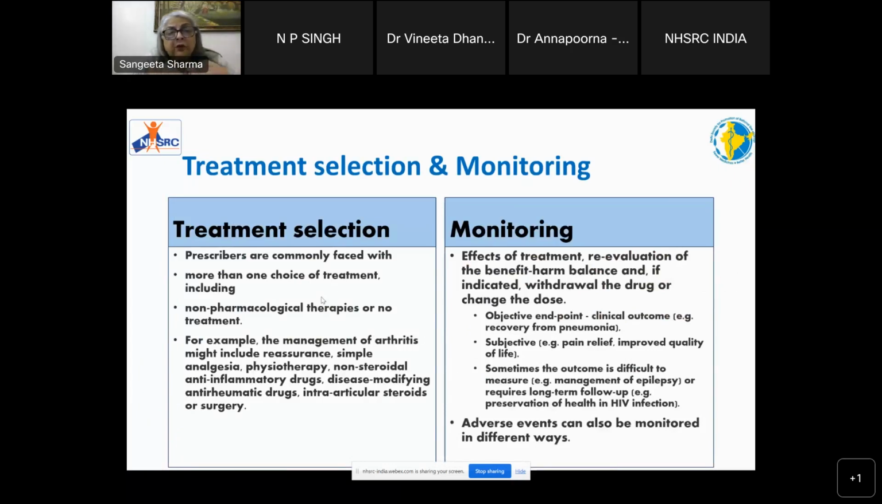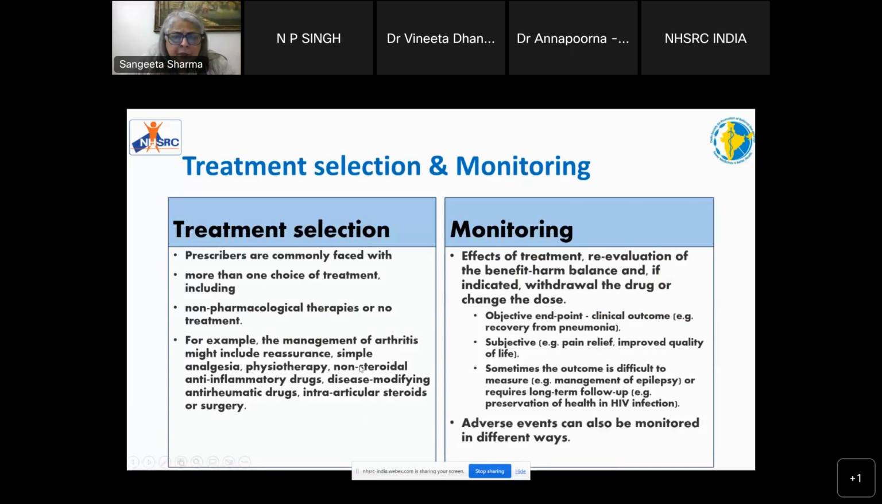And when you come to treatment selection, there can be more than one treatment option. It could be a medical treatment, it could be a surgical treatment. Amongst the medical, it is not always that a patient would require a pharmacological treatment. You may just treat the patient with non-pharmacological therapies as well.